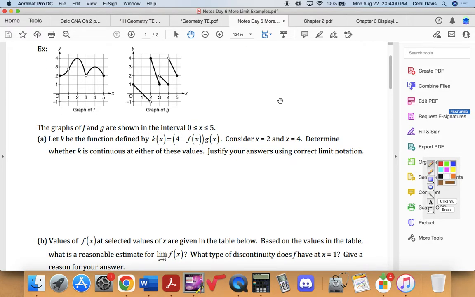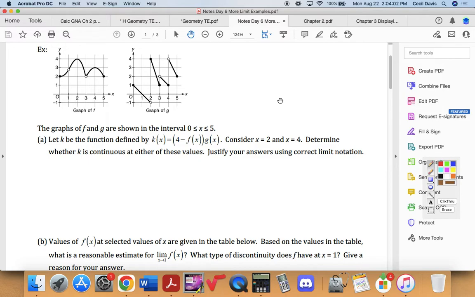So here, the graphs of f and g are shown in the interval from 0 to 5. Let k be this function defined by k of x equals 4 minus f of x times g of x. Consider x equals 2 and x equals 4 and determine whether k is continuous at either of these values. Justify your answers using correct limit notation.